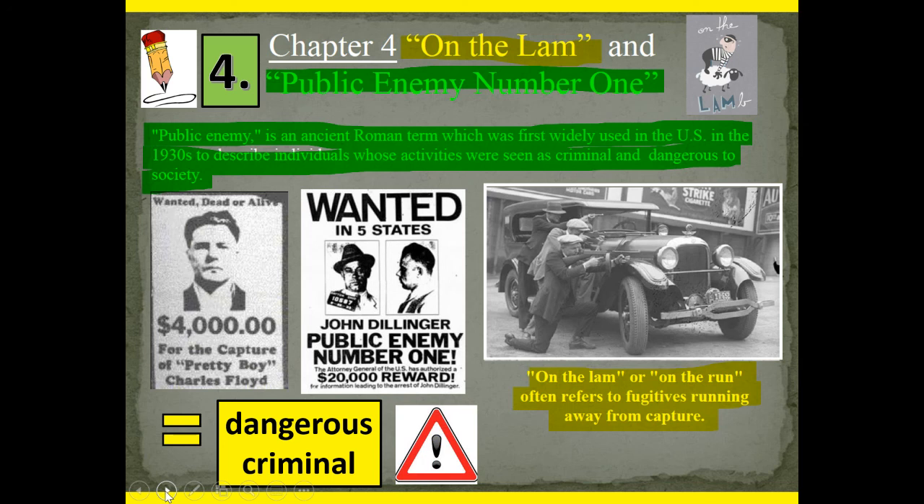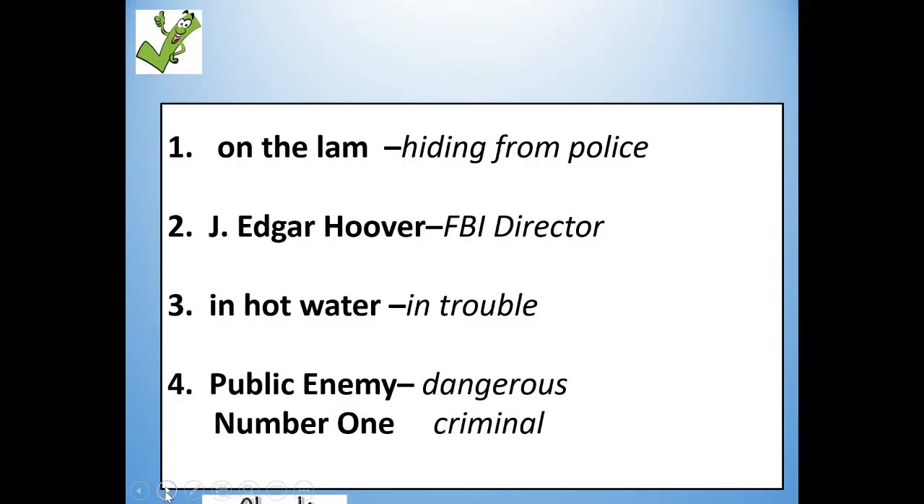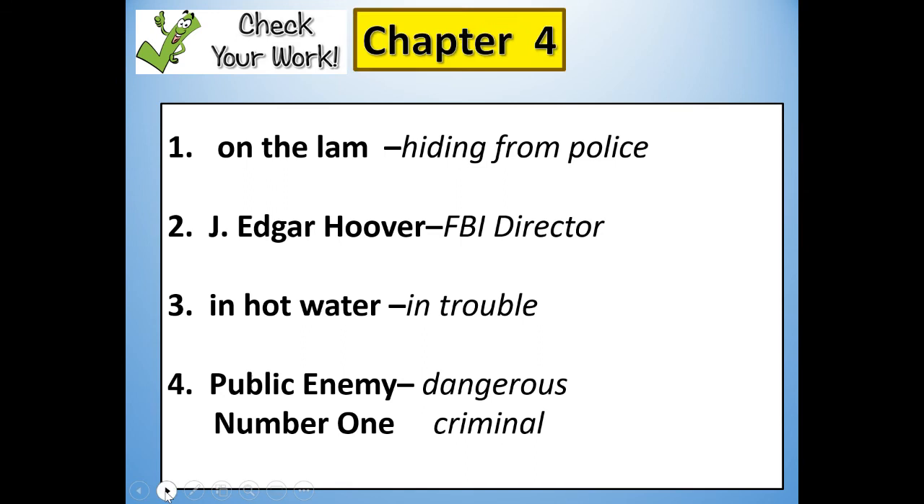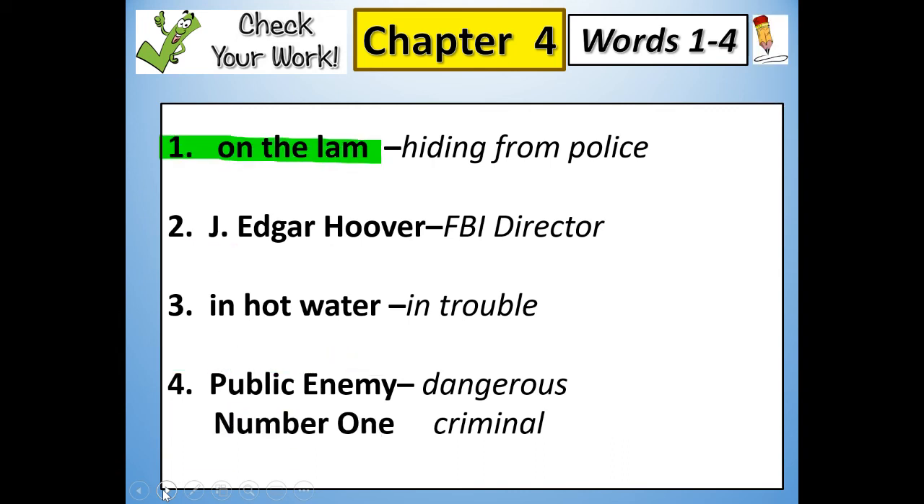Remember, Bud felt like he was public enemy number 1, running away from J. Edgar Hoover. So let's check your work. Chapter 4, words 1 to 4. For this page, if you need to, push pause when I'm done showing you all the pictures, and you can make sure you have all the words and all the synonyms or short definitions, and you can draw a quick sketch.